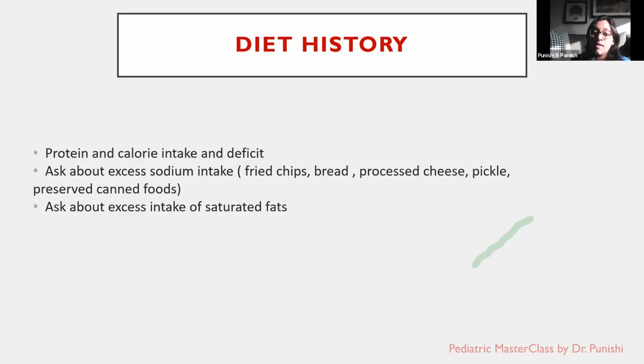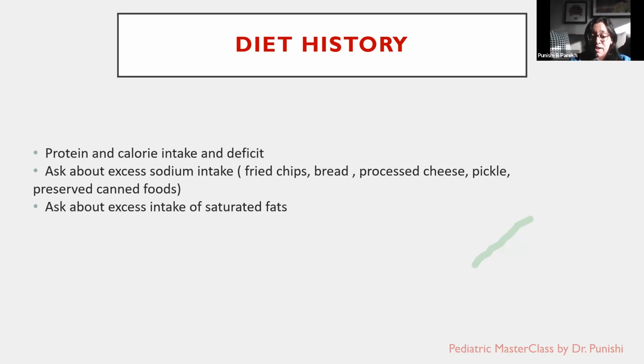in detail. Now, diet history, again, you need to ask about protein and calorie intake. And then you calculate expected and observed, and then you calculate the deficit. What is more important from a nephrotic perspective in the dietary history is you need to ask about excess sodium intake. Okay, so we just saw that when you have excess sodium, it causes excess water retention, you'll have more edema.